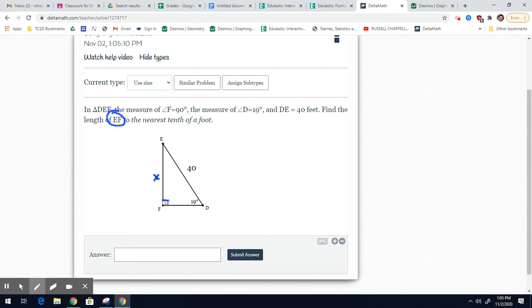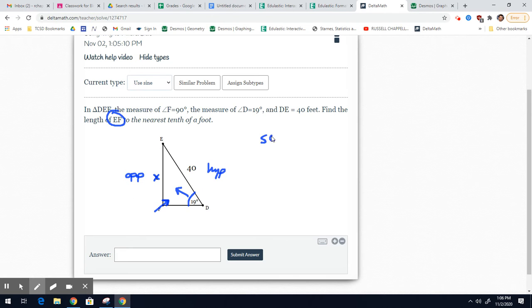We do have a right angle. We have a right triangle, so we can use trig. So from this 19-degree angle, what is the side labeled X? What is the side labeled 40? Well, the X is across from 19. X is the opposite side. We need to find that. The 40 is across from the right angle. That is the hypotenuse.